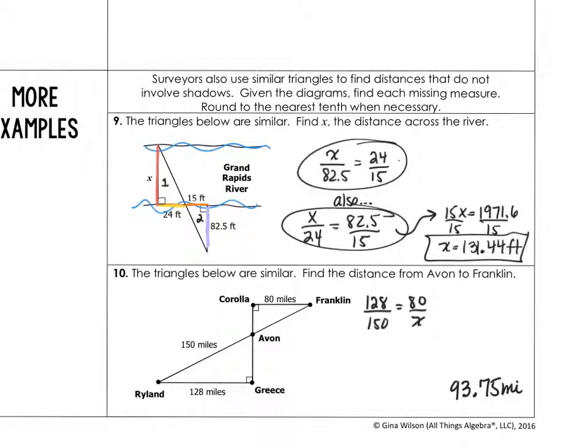Okay, so there's a couple ways you could have set up the proportion for number 10, but I set it up using 128 is to 150 as 80 is to x, because this is what we're looking for. 128 matches with this slanted 150 on this triangle, where 80 matches with this slanted x on the smaller triangle. Those are proportionate, as these are similar triangles, said so by the question. And cross products solve for x to get 93.75 miles.